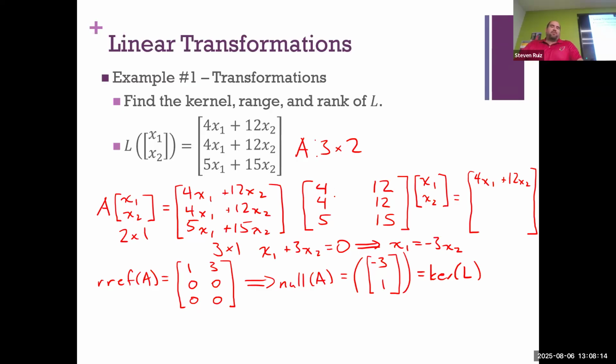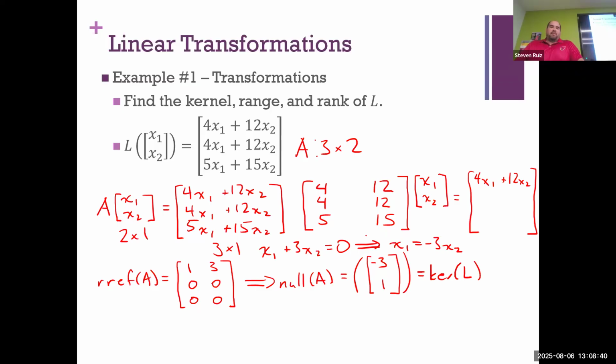Why is it not really? Why are those two columns not really a basis? So 4, 4, 5 and 12, 12, 15. Yeah, if I triple 4, 4, 5, I get 12, 12, 15. So even if they're not a basis, they span something. I would like to know what they span.